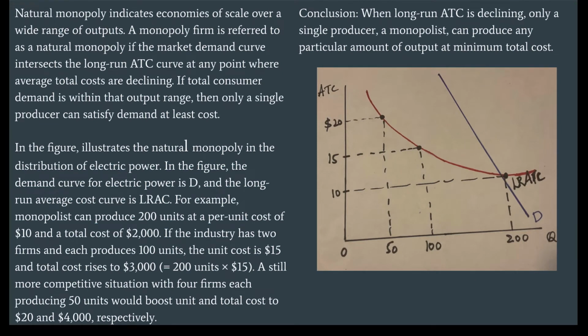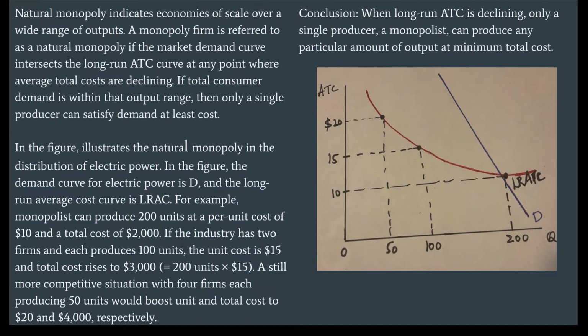Natural monopoly indicates economies of scale over a wide range of outputs. A monopoly firm is referred to as a natural monopoly if the market demand curve intersects the long-run ATC curve at any point where average total costs are declining. If total consumer demand is within that output range, then only a single producer can satisfy demand at least cost. The figure illustrates the natural monopoly in the distribution of electric power. In the figure, the demand curve for electric power is D and the long-run average total cost curve is LRAC.